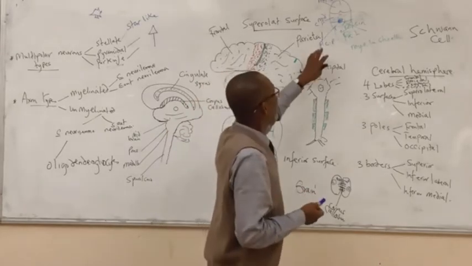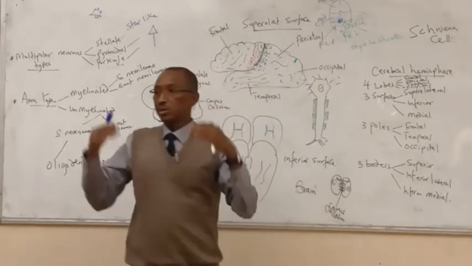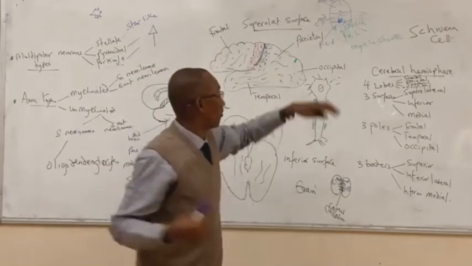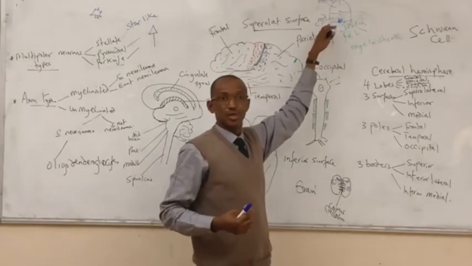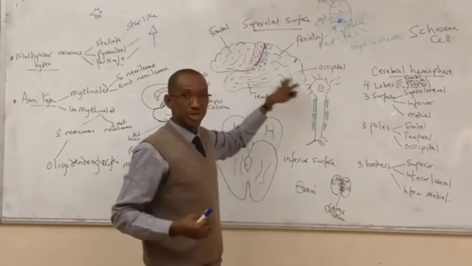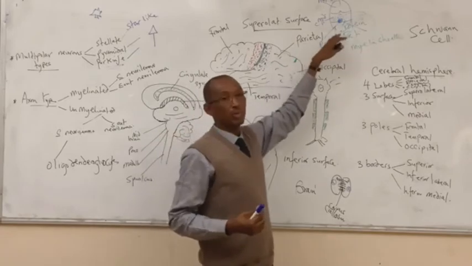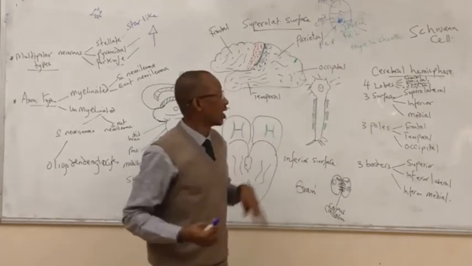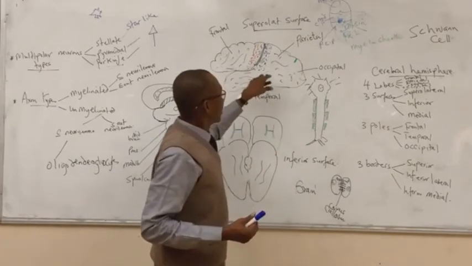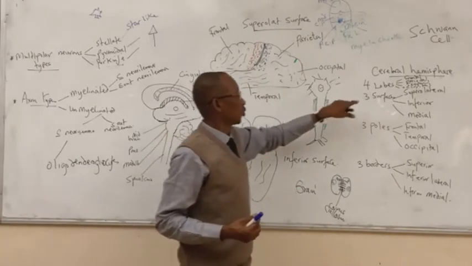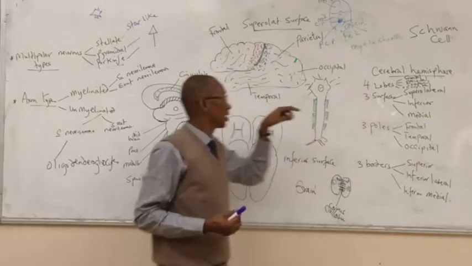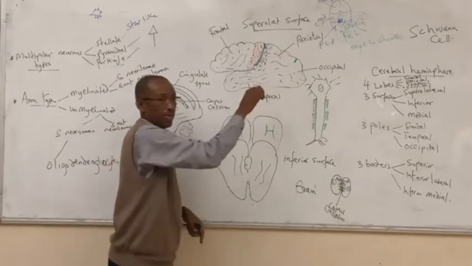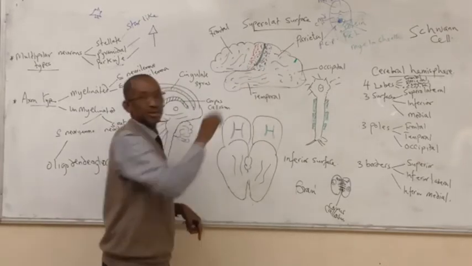So now the cerebral hemispheres lie comfortably on the floor of these three cranial fossae. All these lobes that I'm going to discuss now, each of them is related to a cranial fossa. Are you clear? So each cerebral hemisphere has what we call four lobes: the frontal lobe, parietal lobe, occipital lobe, and temporal lobe.